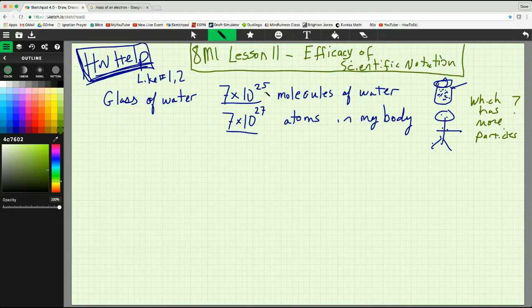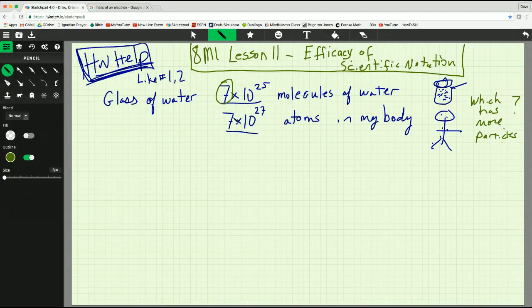one has more. And the key is this: you don't look at this number. You don't look at this number. You look at this number. And yes, so there are more, this is bigger. There are more atoms in my body than there are molecules of water in this glass. And so now the question is how many more times?